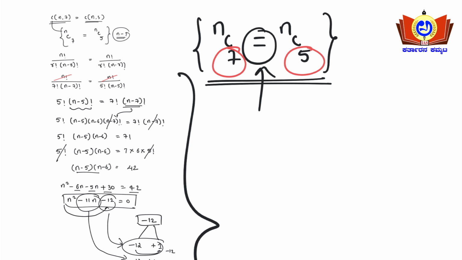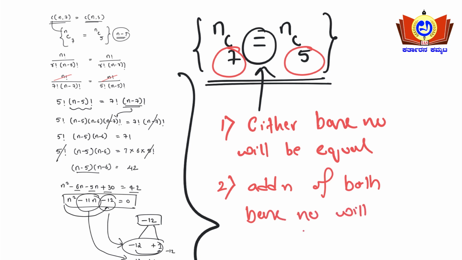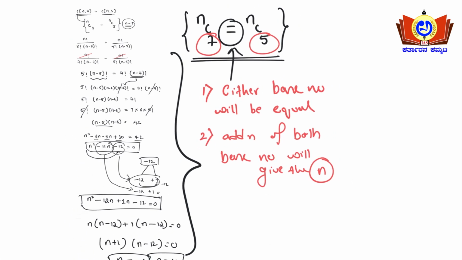These two conditions you need to take care of when two combination numbers are equated. When two combination numbers are equated, what is the first condition? Either base number will be equal. This is the first condition. If at all their base numbers are not equal, then the addition of both base numbers will give the value of n.